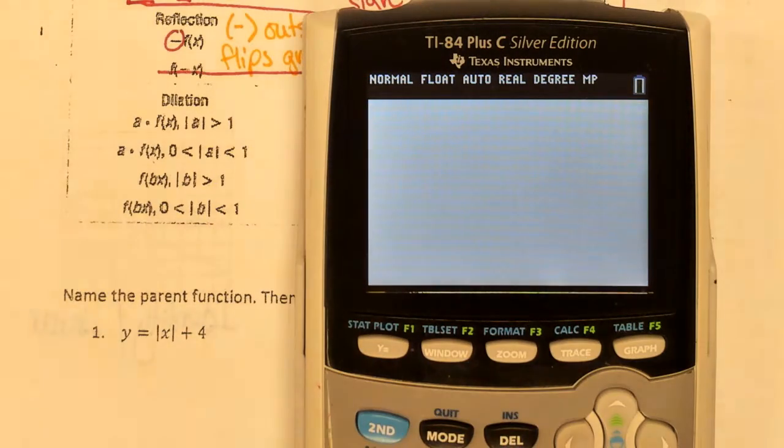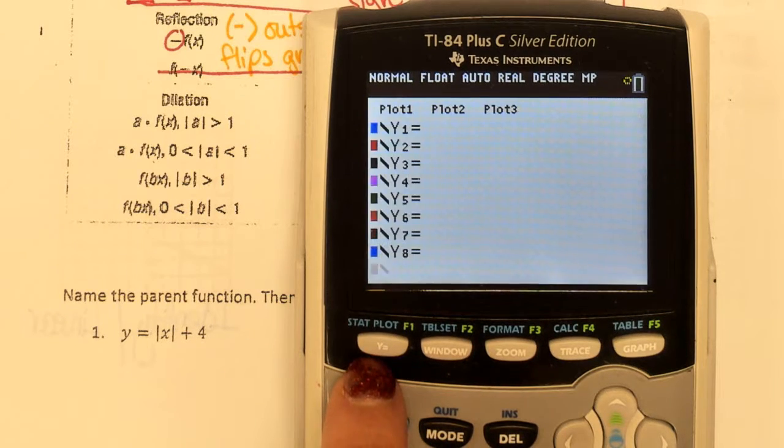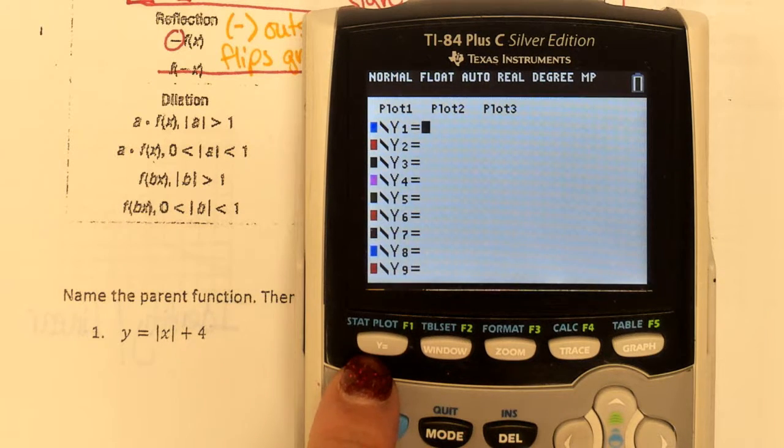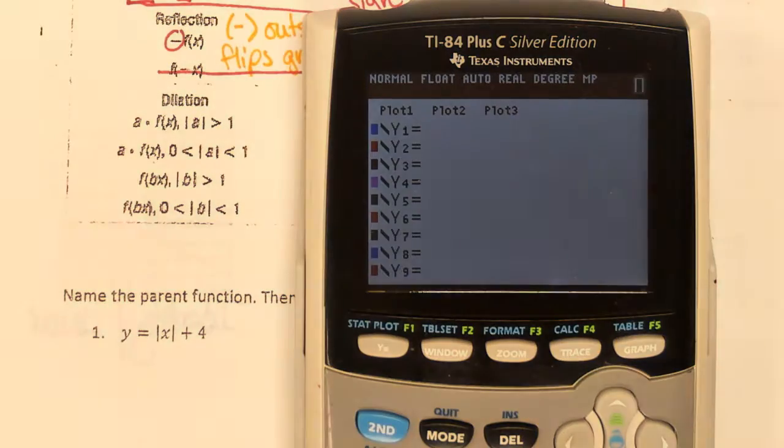It's been a couple of days. We go to y equals. You've got to tell it what to graph first. So go to y equals. If you got anything in there, clear it out, okay? Now don't start yet. I'll pause for just a second. Hold on. All right, here we go.